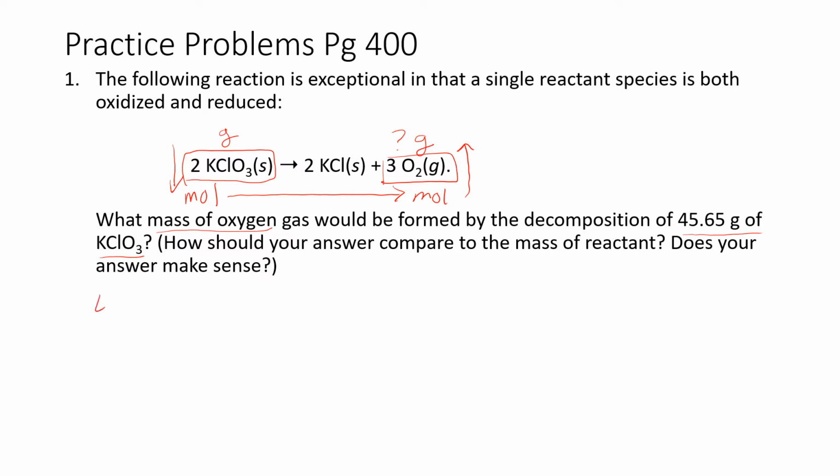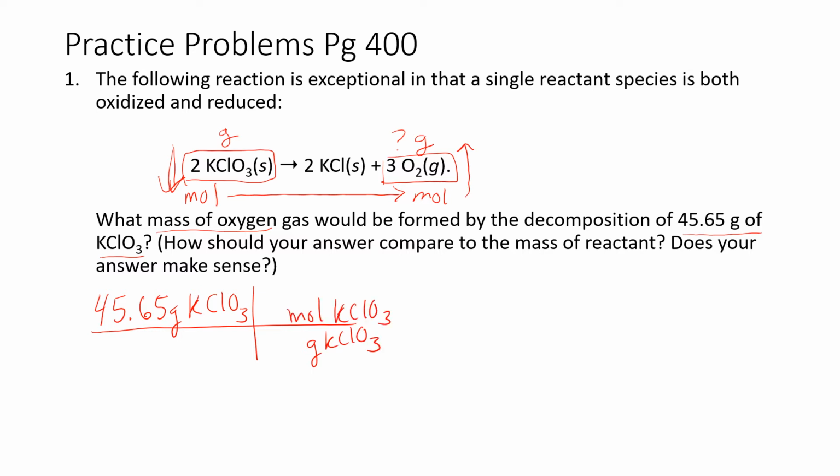So we're going to write down our given amount, 45.65 grams of KClO3. And first, we're going to do that first arrow. We are going to change it to moles. So we're going to change grams of KClO3 to moles of KClO3. Now, it'd be a good idea to have your periodic table handy so that you can look up the molar masses of your chemicals and add these up. So let me grab my calculator as well.